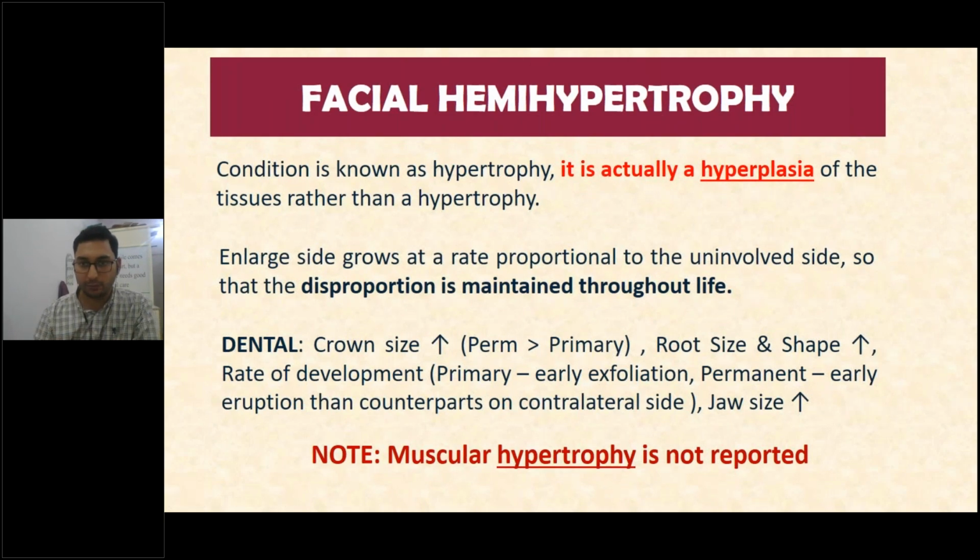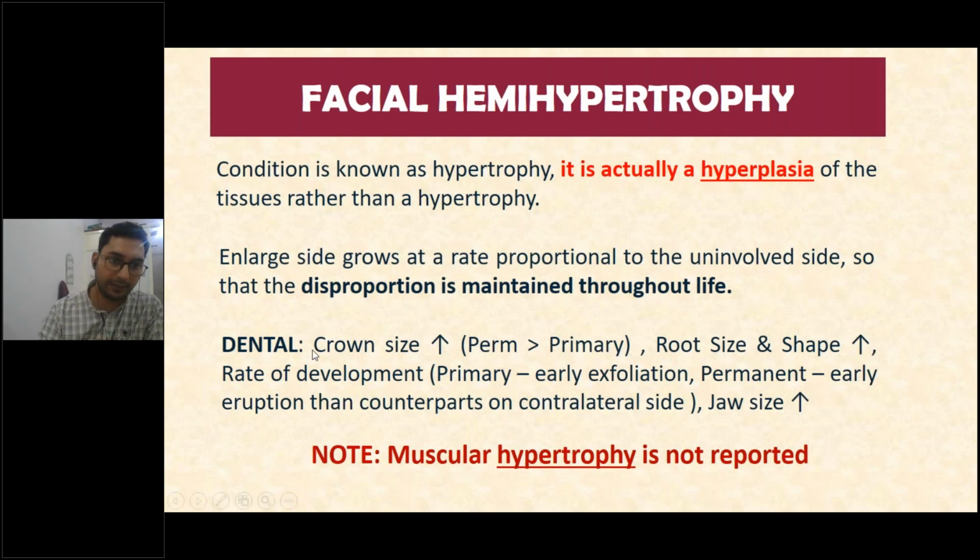Let's say both the sides are growing. If I say that the right side is the hypertrophic side and the left side is growing with age, the right side will grow in that ratio. Let's say it was a 1:2 ratio: if one side grows 1 millimeter, the other grows 2 millimeter. That ratio will be maintained. If the left side is growing more, the right side will grow 2 times more. Right, that ratio is maintained. That is with facial hemihypertrophy.